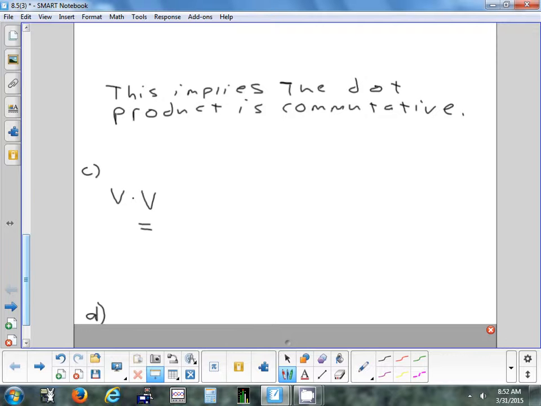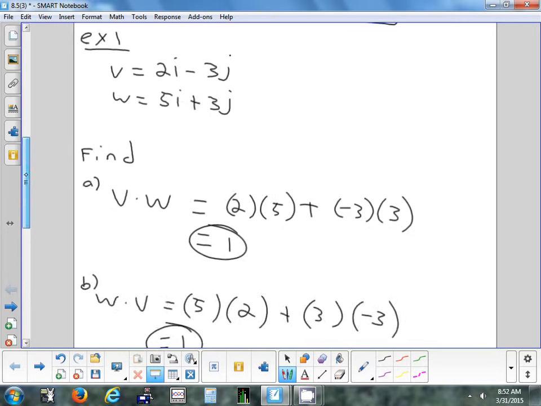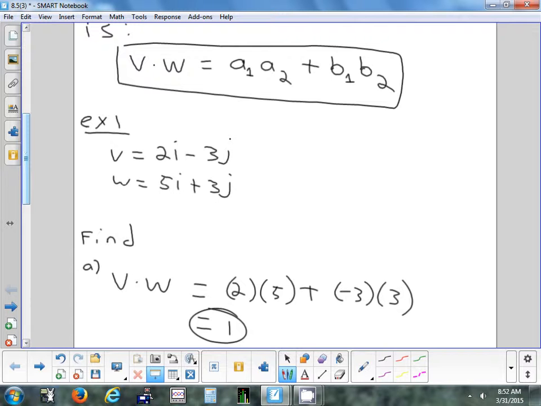Okay, let's take the same vectors we just had and find V dot V. In other words, you're dotting vector V with itself.